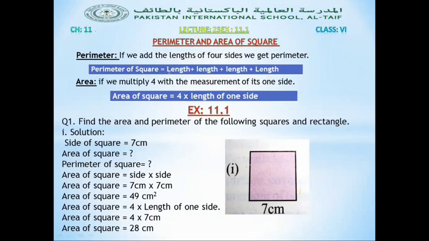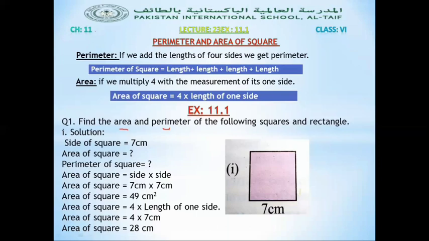Now, I want to start question number 1. Find the area and perimeter of the following squares and rectangle. First of all, I have done all the questions which are about the area and perimeter of a square. So I have selected those particular figures which are about the square.